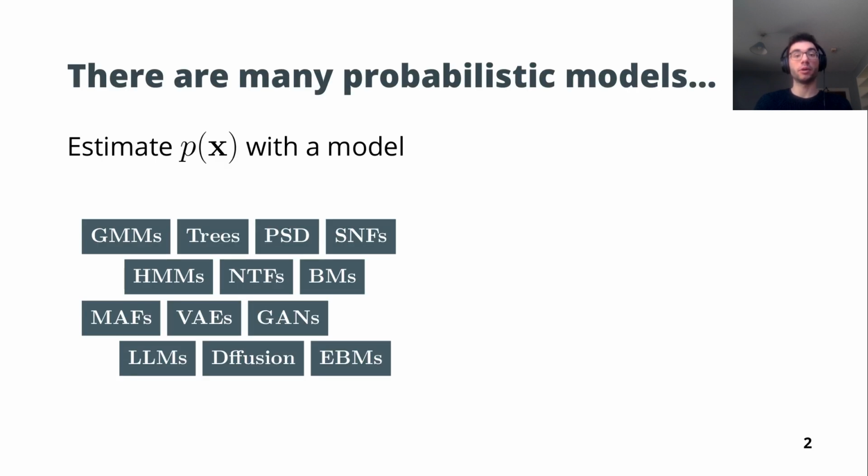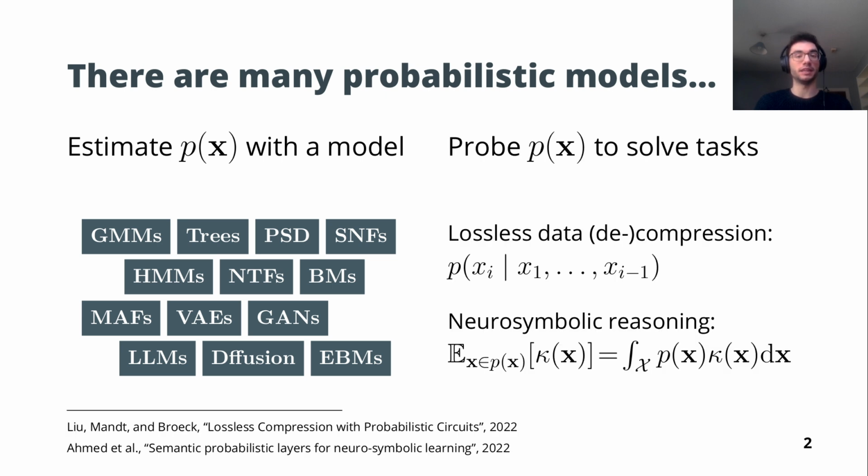There are many probabilistic models in machine learning. In the most general setting, we use them to estimate the probability distribution that has generated the data. The reason why we do this is because we can then use the model to solve a number of tasks. For instance, performing lossless data compression with a machine learning model translates to computing several conditional probabilities. Also, exploiting domain knowledge and constraints in order to perform reliable neurosymbolic reasoning requires us to compute an expectation with respect to the estimated distribution.